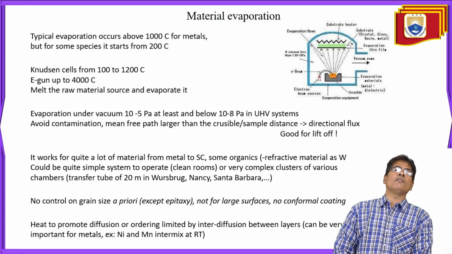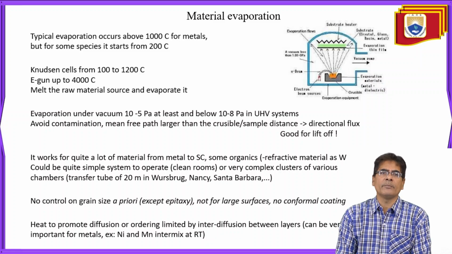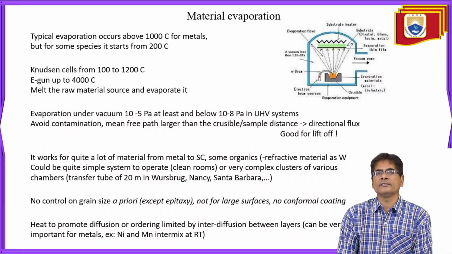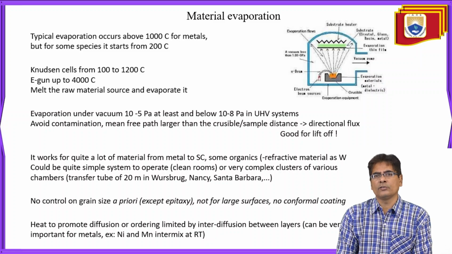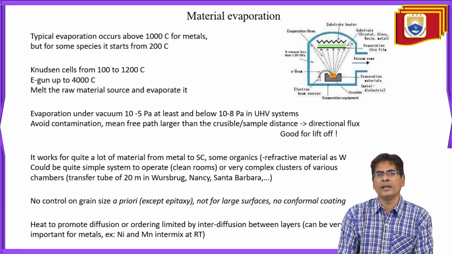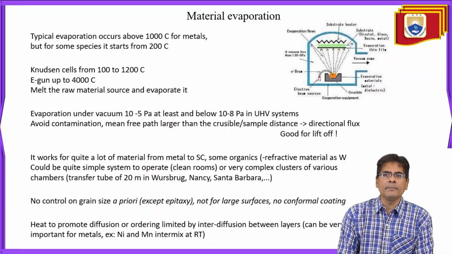So what is material evaporation? Typical evaporation occurs above 1000 degrees centigrade for metals, but for some species it starts from 200 degrees centigrade. Knudsen cells operate from 1000 to 1200 centigrade, and the electron gun up to 4000 degrees centigrade. Melt the raw material source and evaporate it. Evaporation is done under vacuum, 10 to the power minus 5 Pascal at least, and below 10 to the power minus 8 Pascals in ultra high vacuum systems.